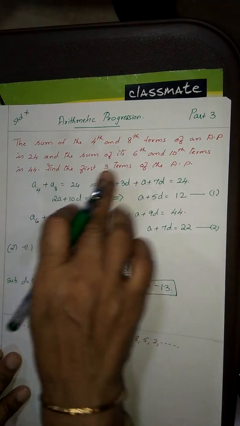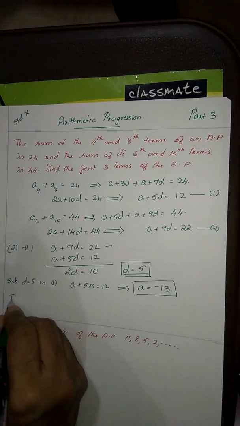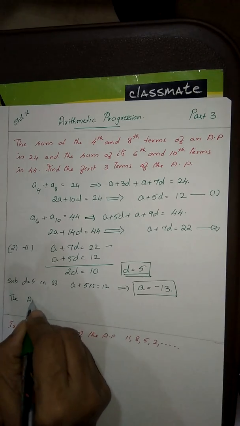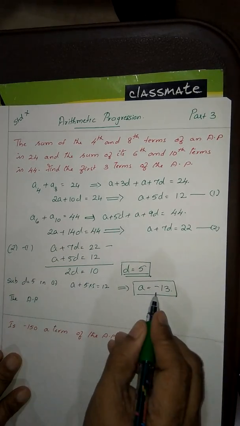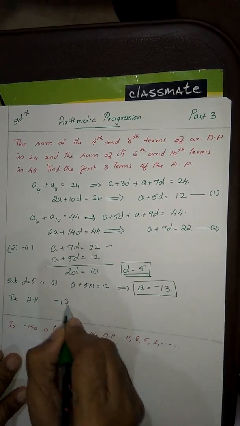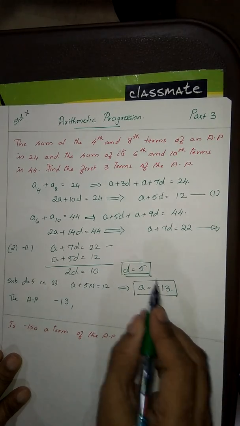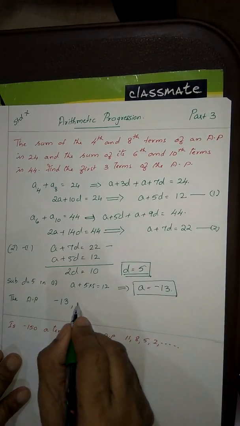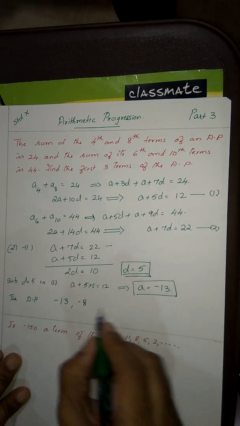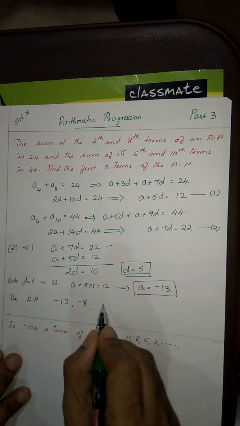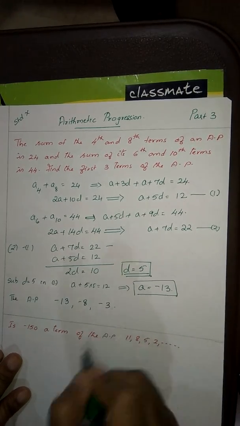Now we have to find the first three terms of the AP. So the AP will be starting with, the first term is minus 13. Then the second term will be minus 13 plus 5, so that is minus 8. Then plus 5 again, that will be minus 3.